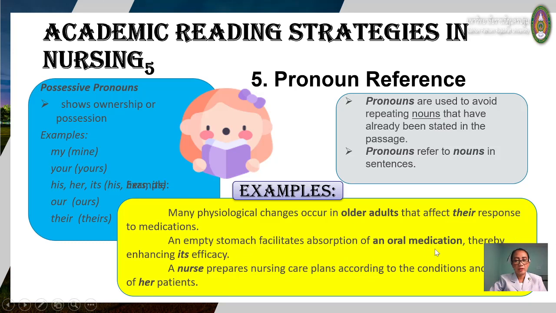So an oral medication is not repeatedly used because another word is being used, the word its. So third example: a nurse prepares nursing care plans according to the conditions and needs of her patients. So a nurse is not repeatedly mentioned in the entire sentence. So instead, her is the correct word to use.